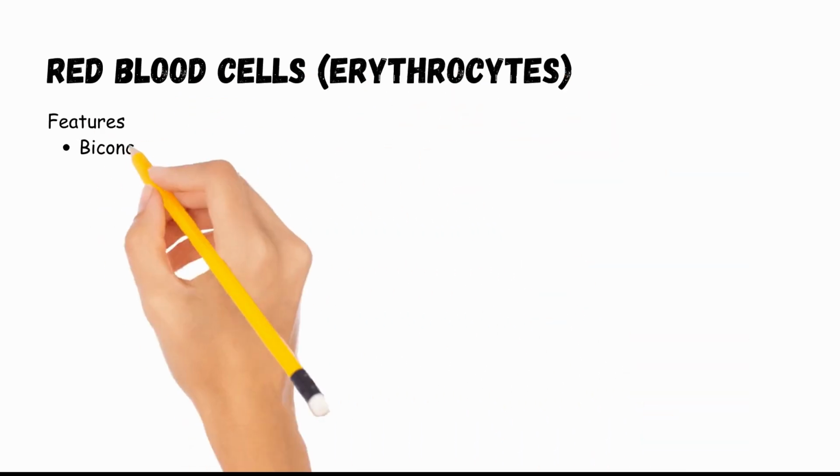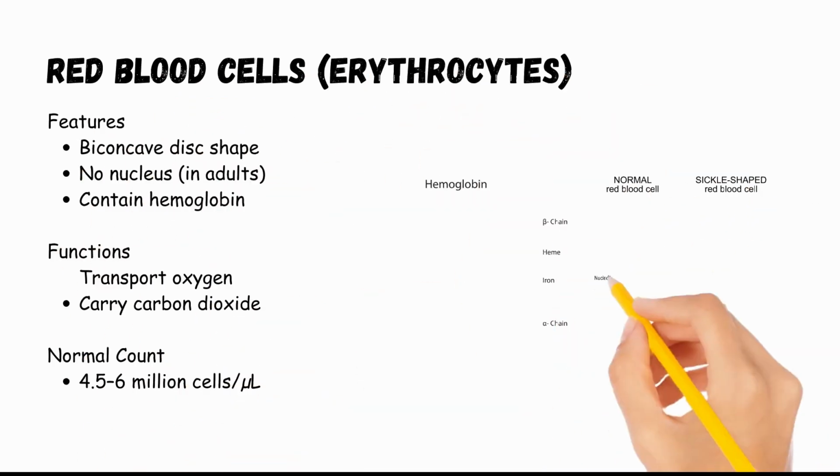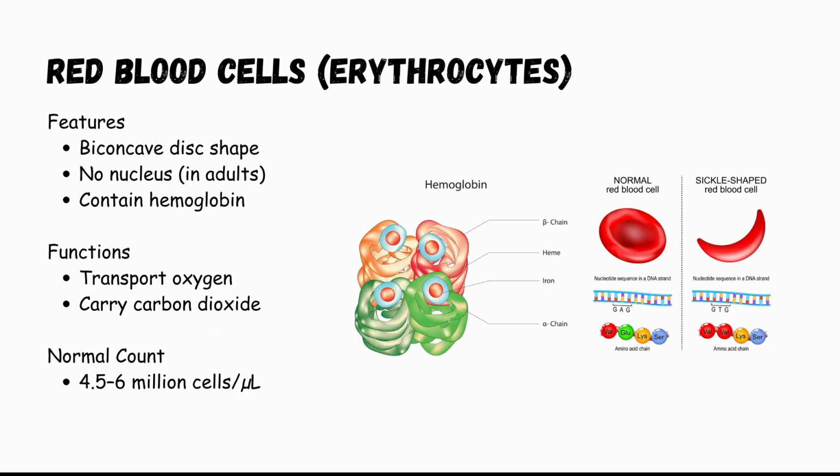Red blood cells, or erythrocytes, are the most abundant blood cells. They are biconcave in shape, which increases their surface area for gas exchange. They lack a nucleus in mature form, allowing more space for hemoglobin. Hemoglobin binds oxygen in the lungs and transports it to tissues. A normal adult has about 4.5 to 6 million RBCs per microliter of blood. A decrease in RBCs causes anemia, while an increase leads to polycythemia.